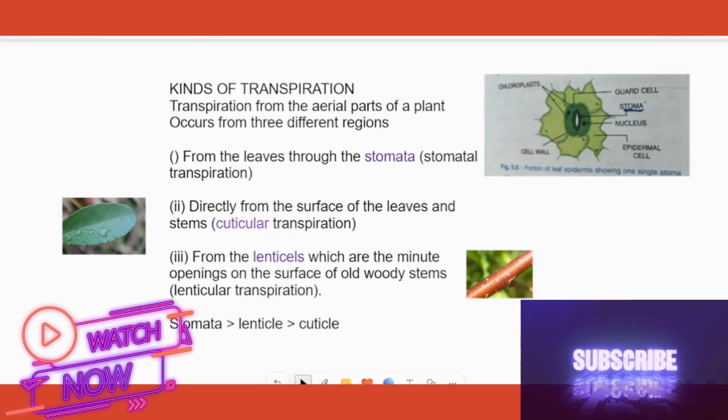We are in ICSE 10 biology chapters. We have covered most of the chapters till now. We are in the transpiration chapter. In the previous two videos, we looked at a lot of experiments.